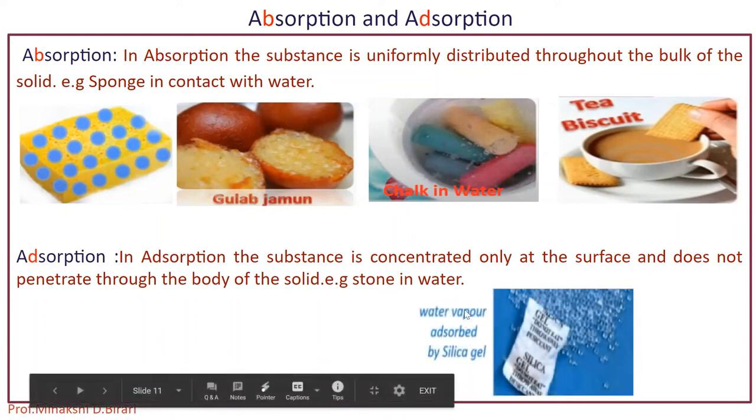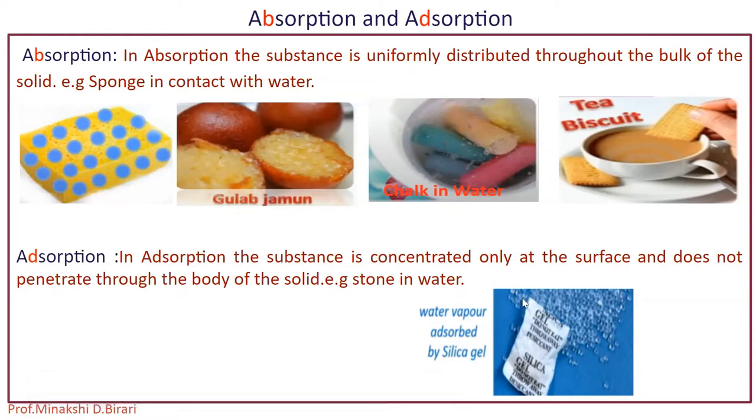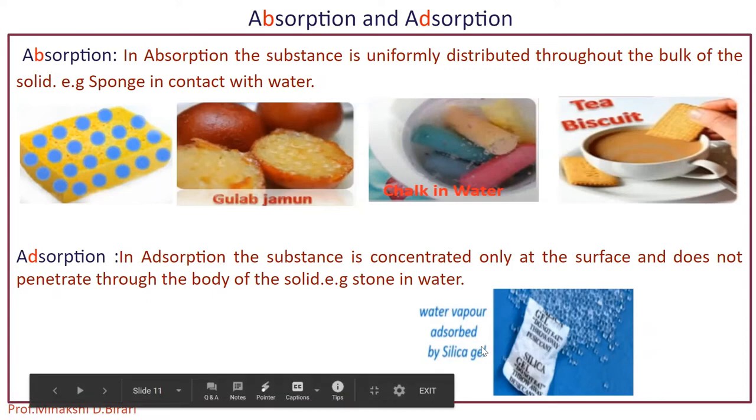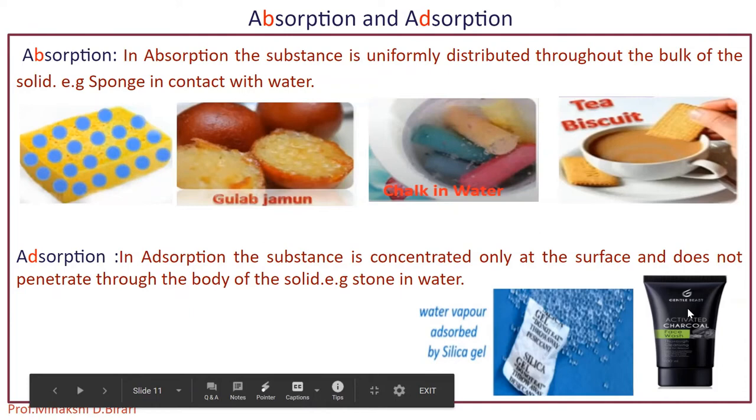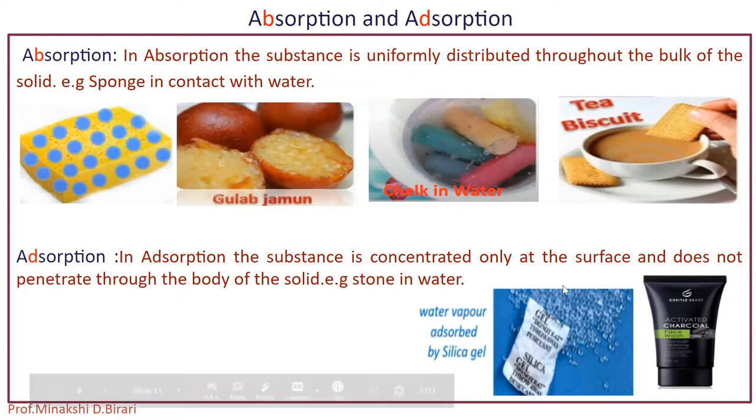It is the example of silica gel. So water vapors are adsorbed by silica gel. And another example, that is activated charcoal. So here also the substance is concentrated only at the surface and does not penetrate through the body of the solid.